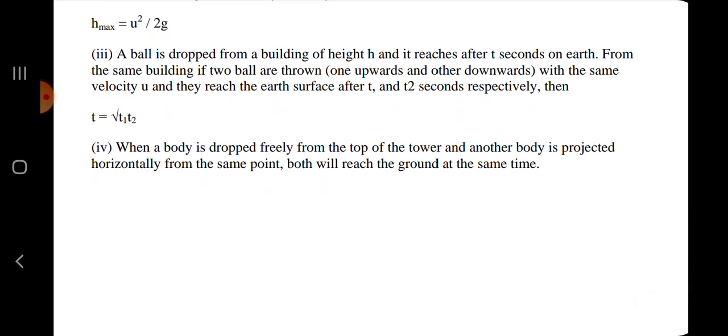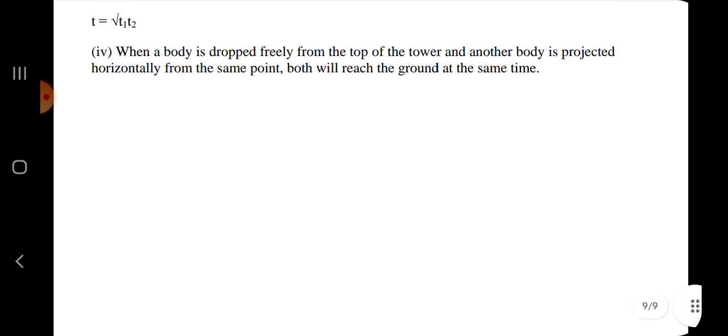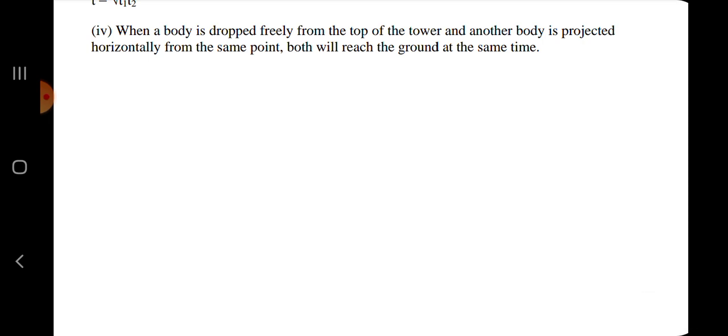Then if a ball is dropped from a building of height h and it reaches the earth after t seconds, and from the same building two balls are thrown, one upward and another downward, with the same velocity v, and they reach the earth's surface after t1 and t2 seconds respectively, then t equals under root of t1 and t2, they will be multiplied. Then when a body is dropped freely from the top of the tower and another body is projected horizontally from the same point, both will reach the ground at the same time.